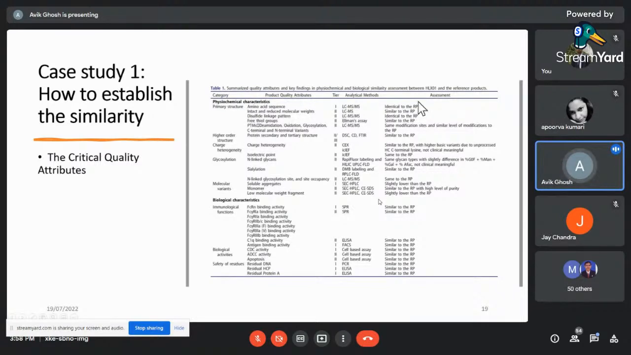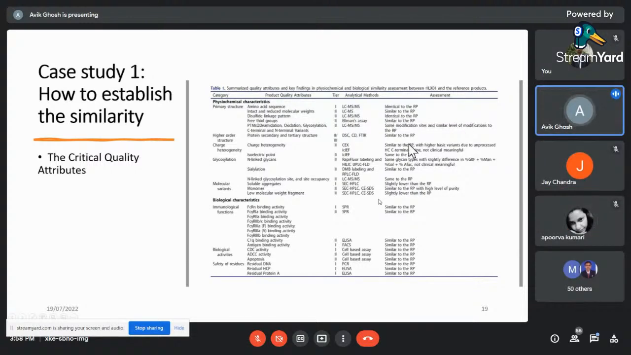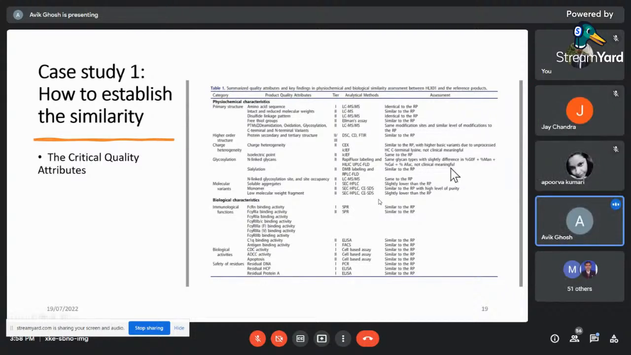As you see here, already the assessment is done. And if you see over here, in most of the cases, it is similar, identical, but in some cases, there are some differences. Okay, so as you see here in N-glycan, percent galactose and percent fucosylation are different, but not clinically meaningful. Okay, so that is very important. So as a definition of biosimilar, there can be differences, but you have to show that they are not clinically meaningful. I'll show you here how they showed that this is not clinically meaningful.